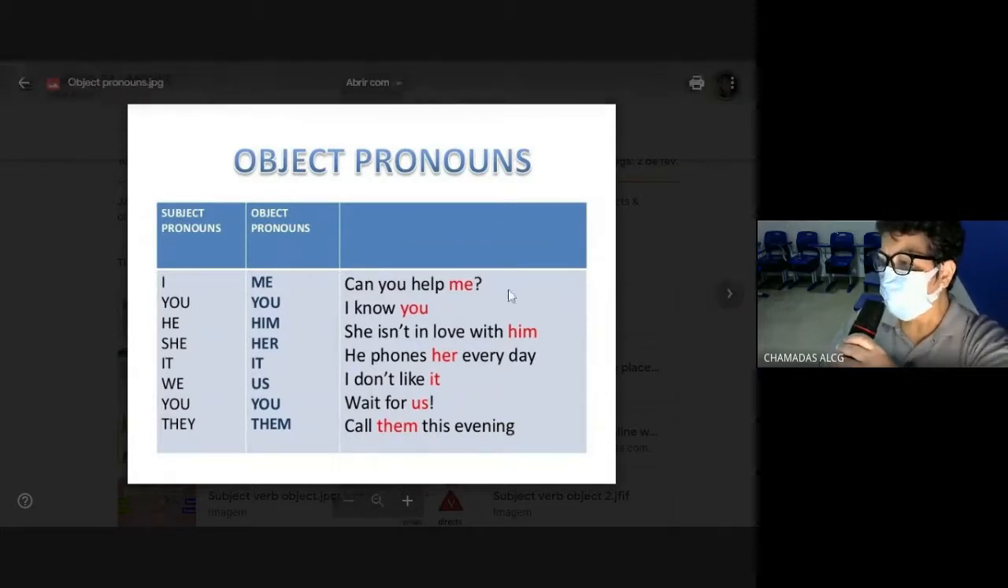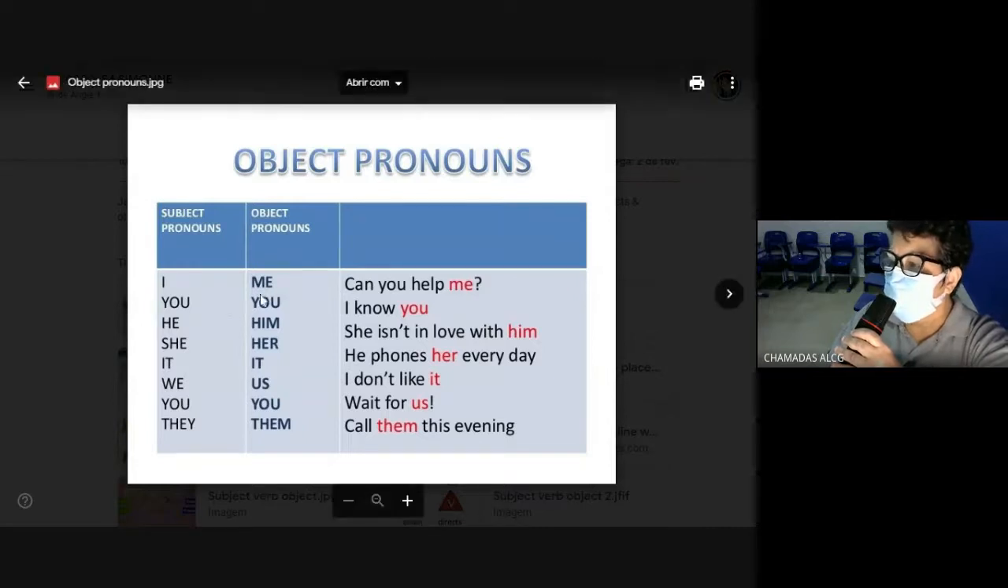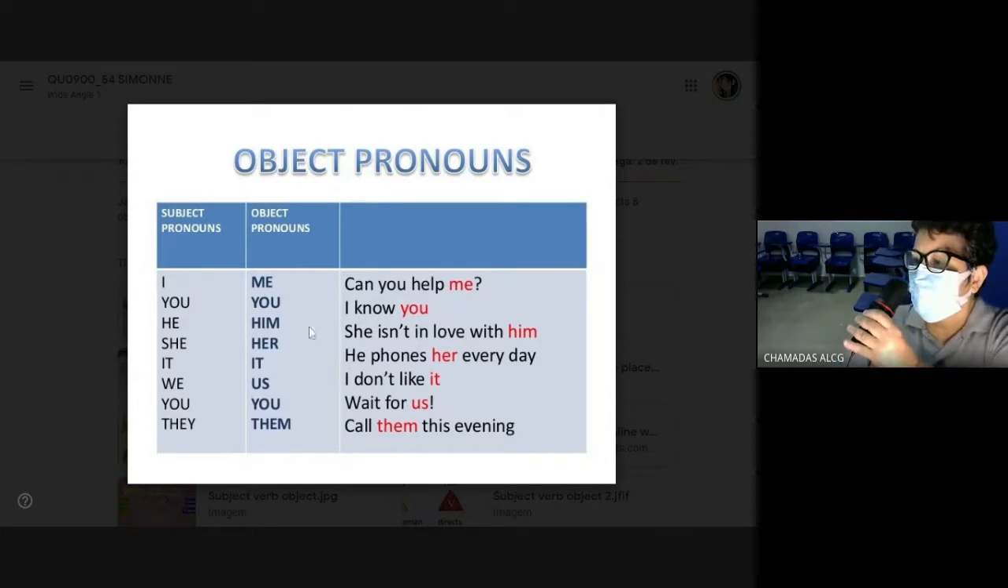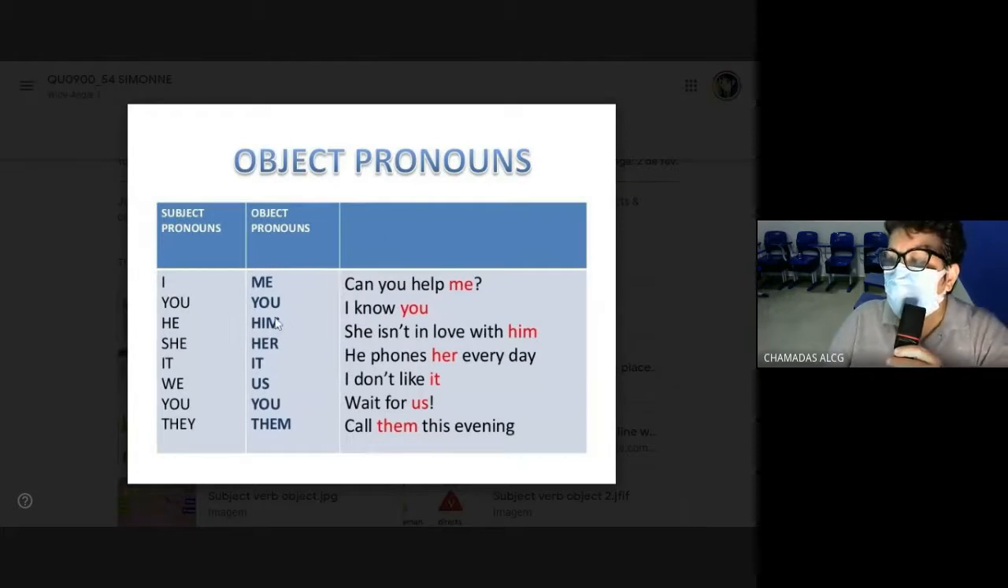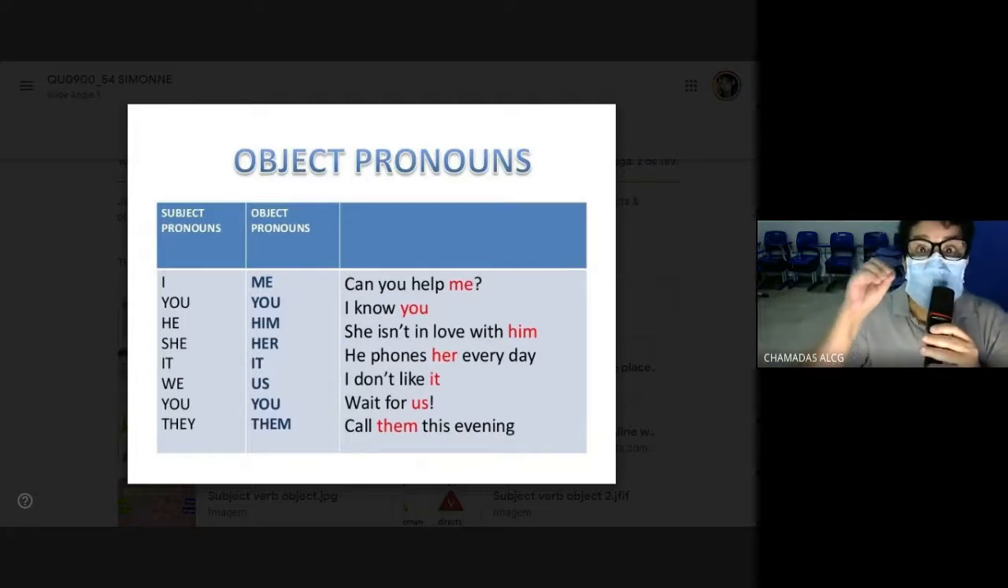Yes. Look, here we have the subject pronouns and the object pronouns. So the first one, me. Can you help me? So it comes after the verb, okay? The second one, you. I know you, all right? The third, him. Remember, guys, we really have to pronounce the last letter, M. We have to close our mouths really well, okay?